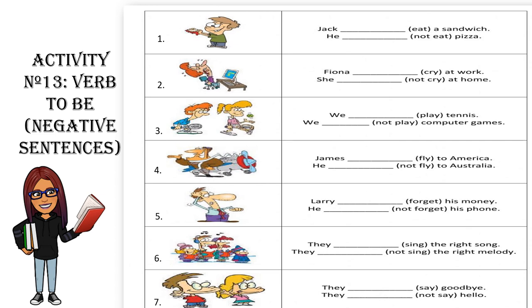Number 3, we play tennis. We not play computer games. Number 4, James fly to America. He not fly to Australia. Larry forget his money. He not forget his phone.